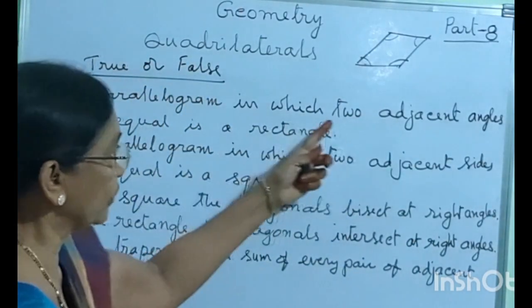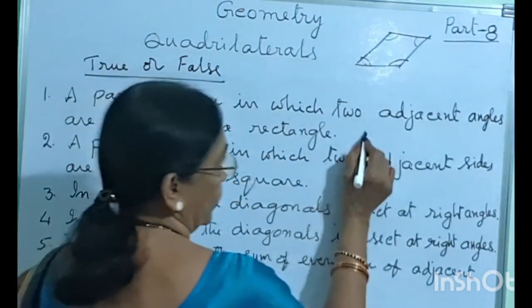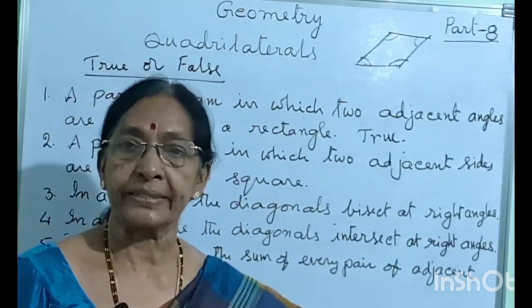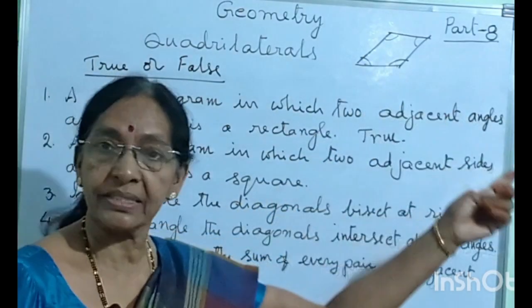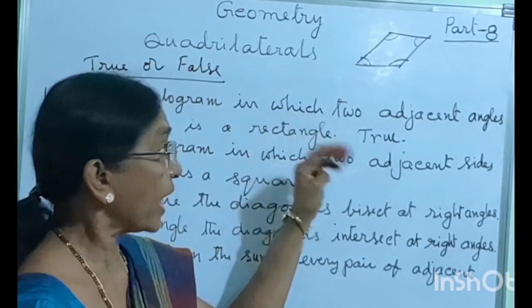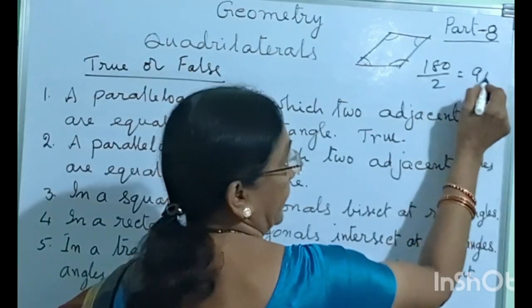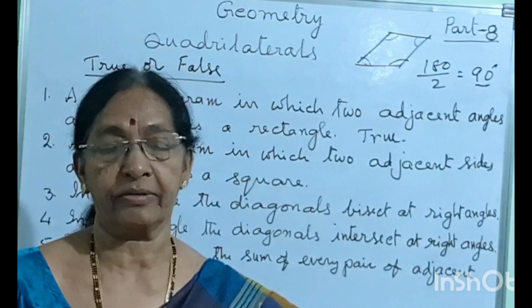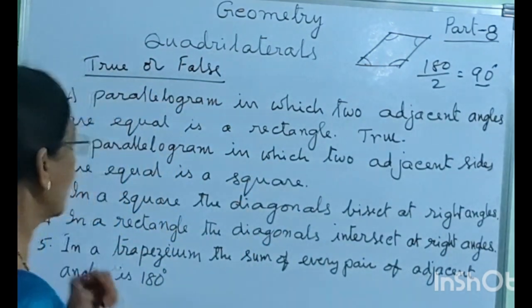A parallelogram in which two adjacent angles are equal is a rectangle. This is a true statement. Or in a parallelogram, the adjacent angles are supplementary. So, the sum of these two angles is equal to 180 because they are supplementary. And if they are equal, each angle is equal to 180 by 2, that is 90 degrees. Therefore, if in a parallelogram any angle is equal to 90 degrees, it is a rectangle. So, the statement is true.